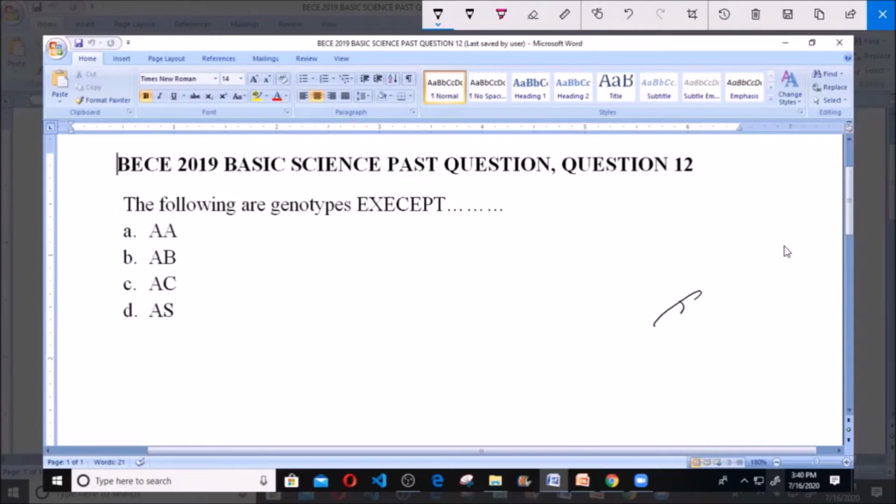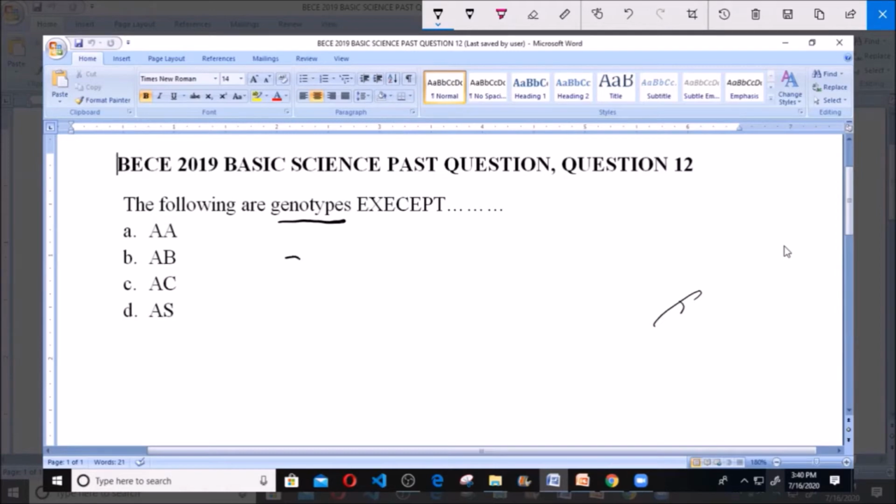Hello, welcome. Today we're going to be doing BECE 2019 Basic Science Past Question, Question 12. The following are genotypes except: A. AA, B. AB, C. AC, and D. AS. Now, before we pick our answer, I want us to know the meaning of genotype.